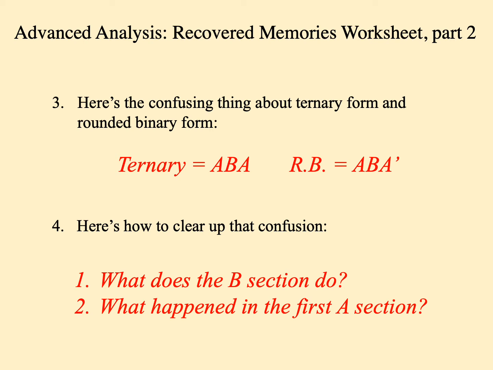But the way to tell rounded binary and ternary is twofold. What's happening in the B section? Is it developing the A section, which is a binary thing, or is it contrasting the A section, which is a ternary thing? And the other thing about binary forms and ternary forms is look at your first A section. Is it modulating away from the tonic and ending not on the 1 chord? In that case, it's probably binary. Or is your A section ending on the 1 chord of the key it began in? Is it tonally closed? In which case, it's probably ternary.